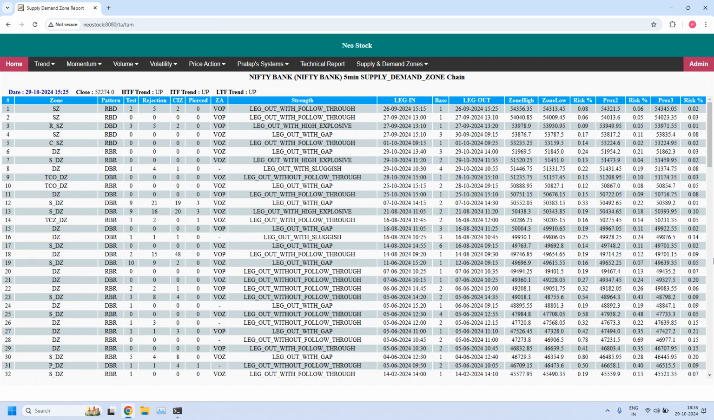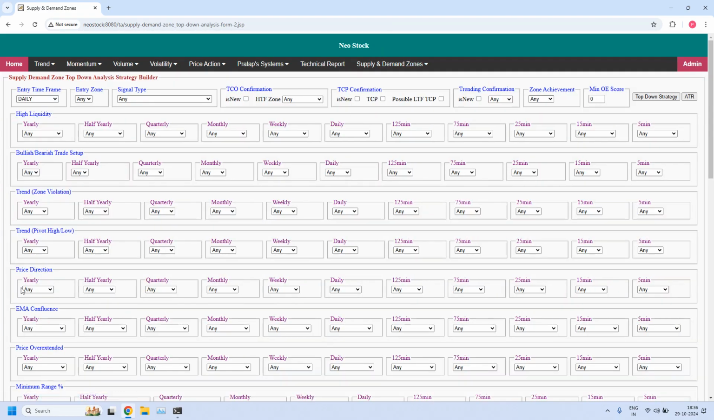So this is about Bank Nifty supply demand zone chain. With this we have completed both Nifty and Bank Nifty. Next let us generate bullish and bearish trade setups for monthly, weekly, daily and hourly income trades.